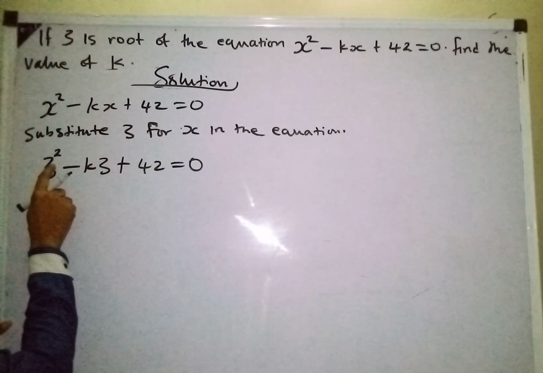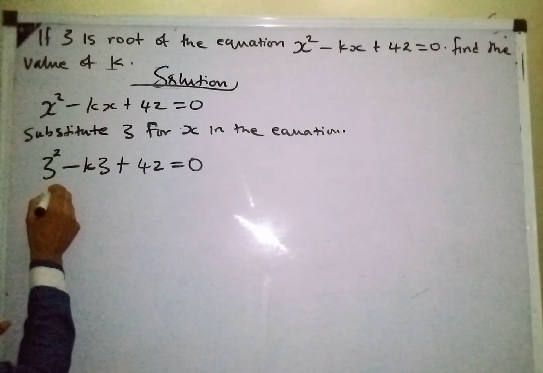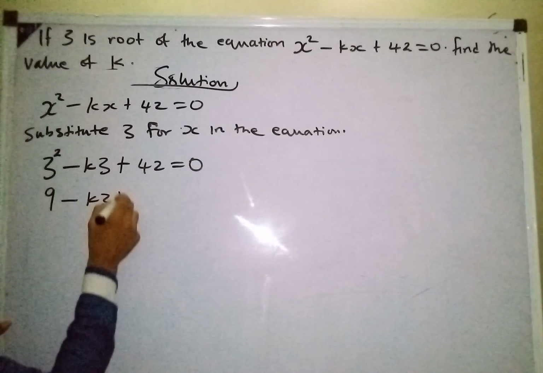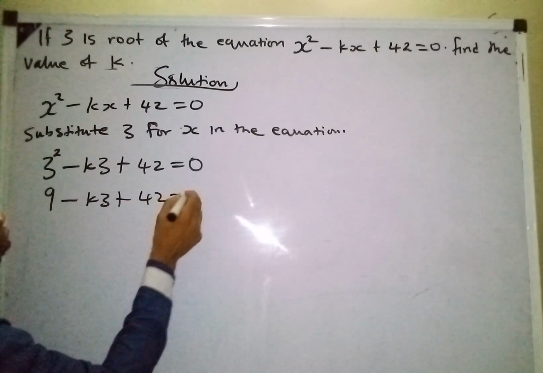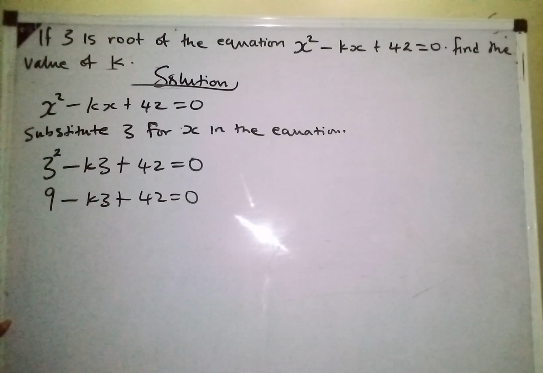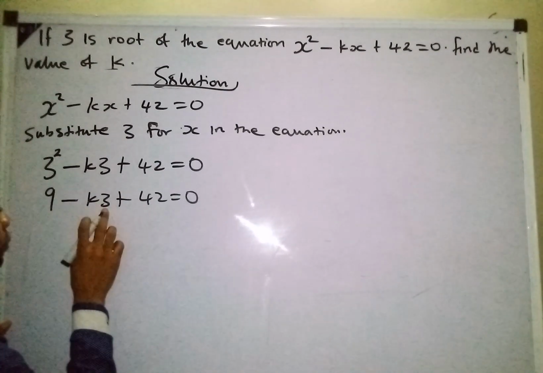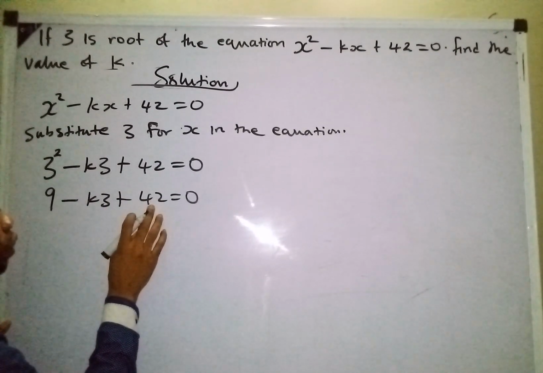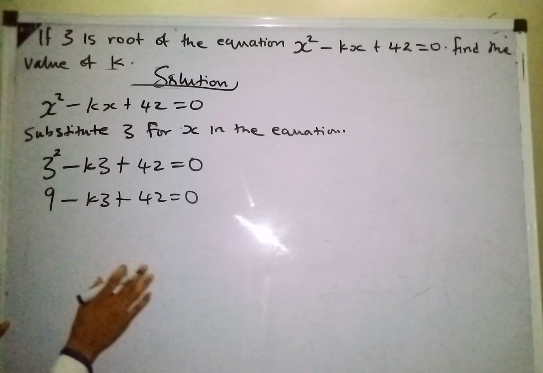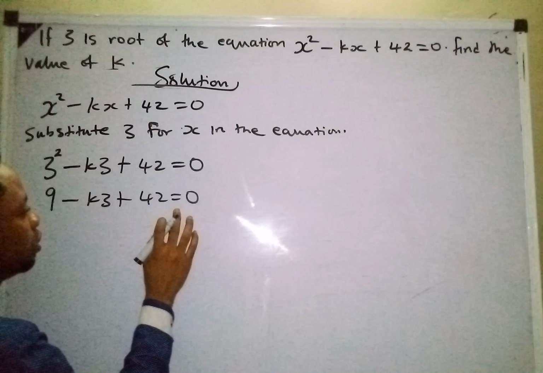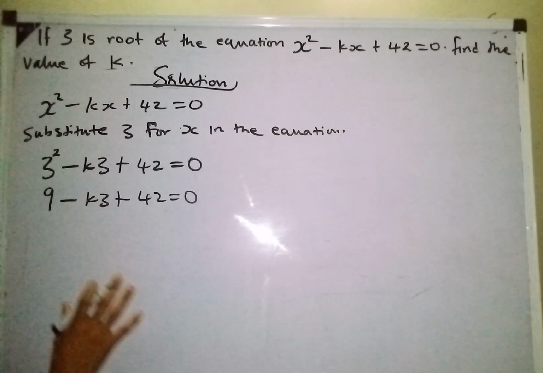We already know that 3 to the power of 2 is the same thing as 9, so we have 9 minus k3 plus 42 equals 0. The next thing we have to do is look at the k term, minus k3, and if you look at this 42, there is no letter. There is also no letter in 9. So these values are not the same, and we are going to separate them.